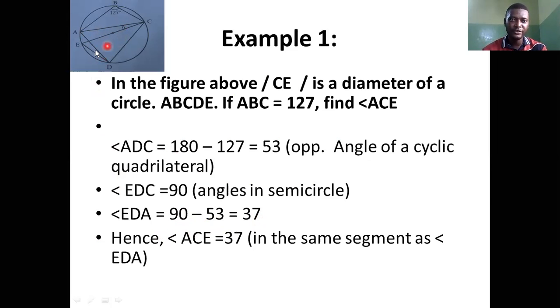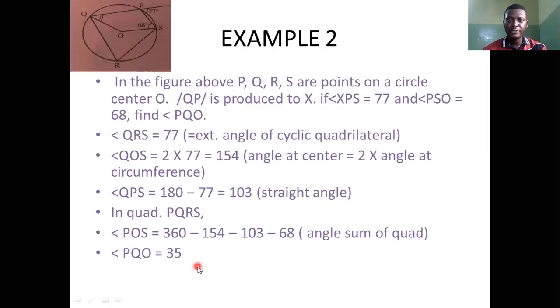So if this place is 37, look at the segment. This and this, the angles in the same segment. This is the minor segment. So if this is 37, then this place is also 37 degrees. So that is the solution to that first example. Let's go to example 2.